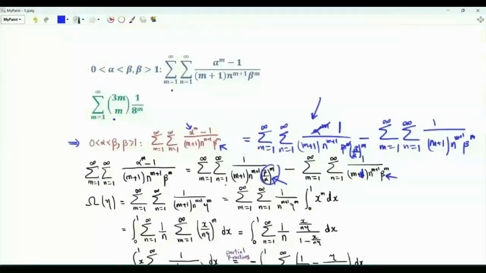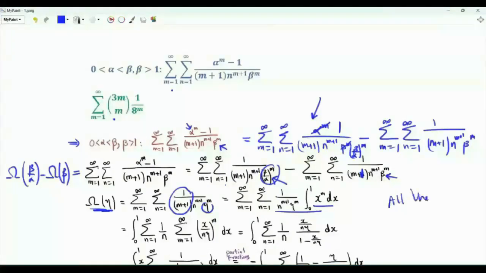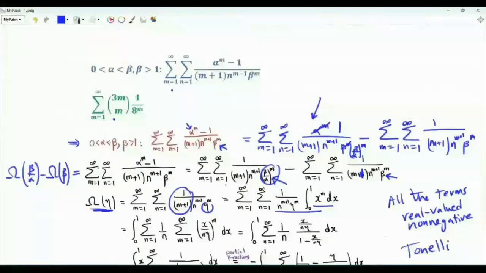So we can just focus on this double sum and use eta here, where eta is greater than 1. Let's call this double sum omega of eta. If we obtain omega of eta, then our desired result is omega of beta over alpha minus omega of beta. Write 1 over m plus 1 as the integral x from 0 to 1 of x to the power m. Note that all the terms are real-valued and non-negative. By Tonelli, we can do our operations in any order of our choice.